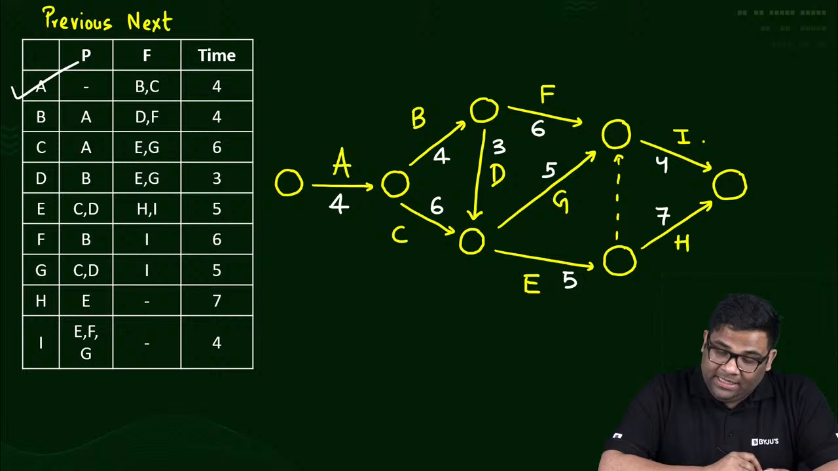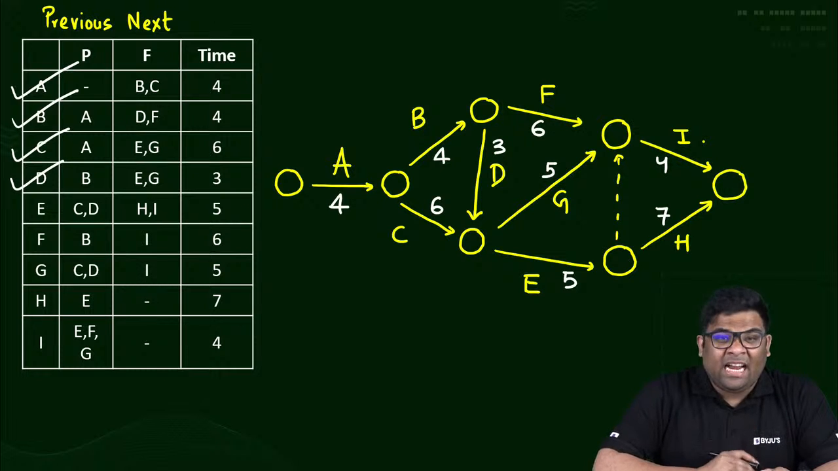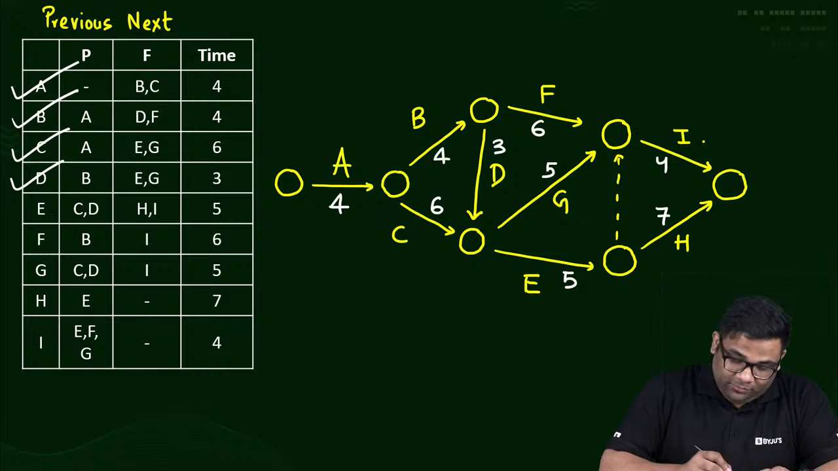For B, you see A is the previous and D and F are next. True. Then for C, A is previous and E and G are next. Yes, true. For D, B is previous, true, and the following ones are E and G, true. Then for E, H and I are the next ones, and C and D are the previous ones, true.